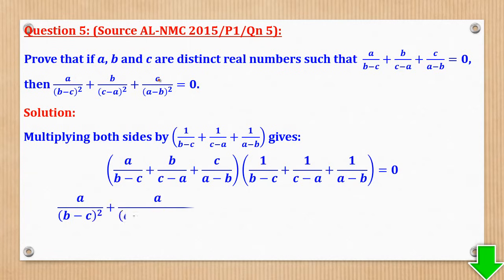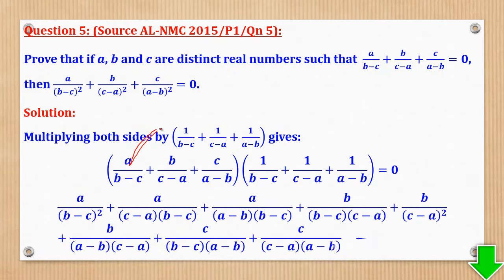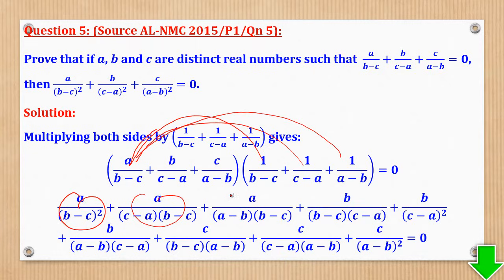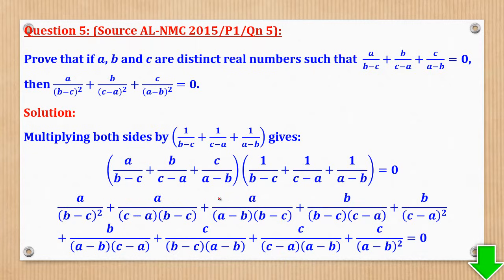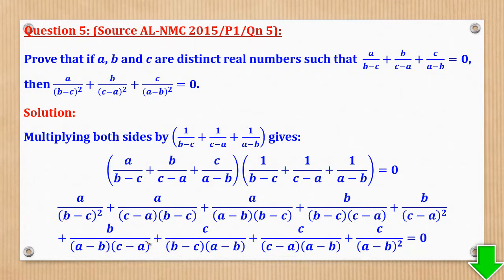After doing that, let me expand. So this with this gives me this one. This with this gives me this. This with this gives me that. That is the first term up to here. Then go to the next. This with this gives me this. This with this gives me this. This with this gives me this. That is second. Then the third one, this with this gives you this, this with this gives you this, this with this gives you that.